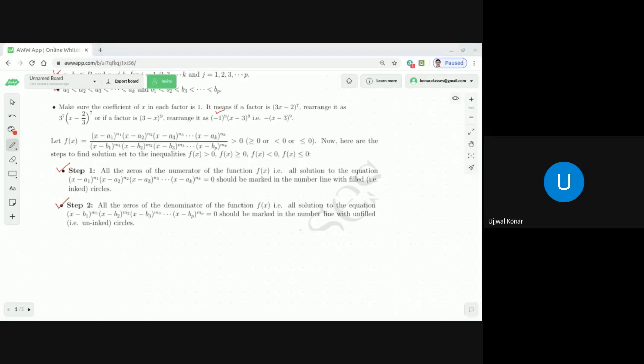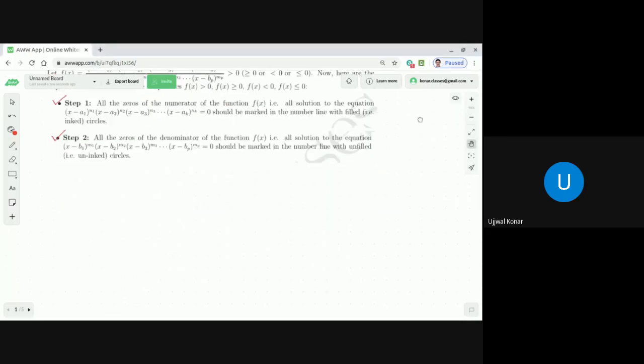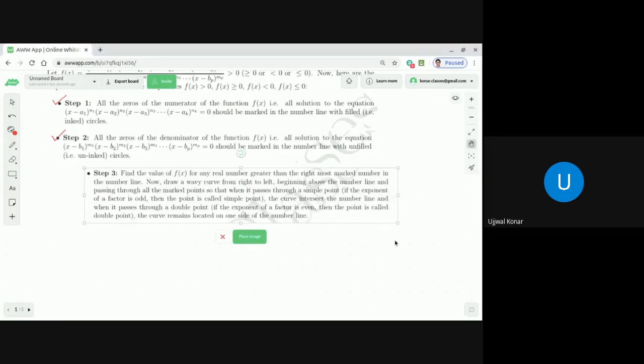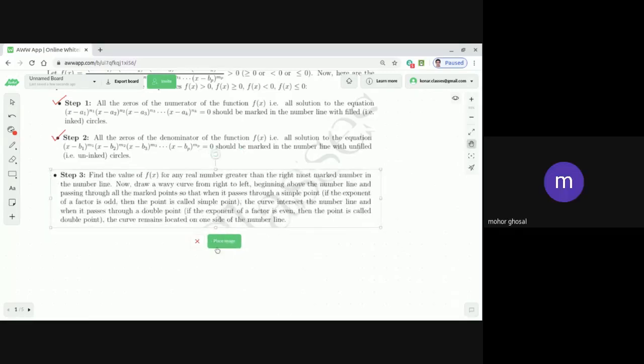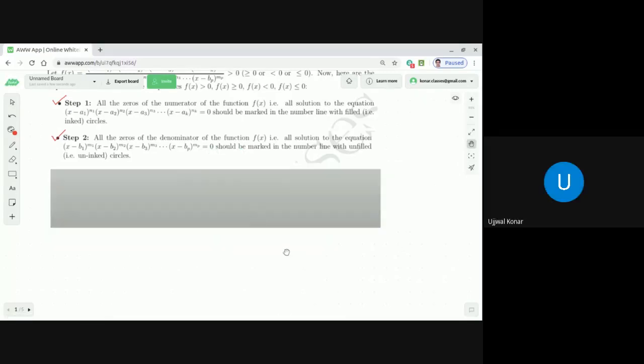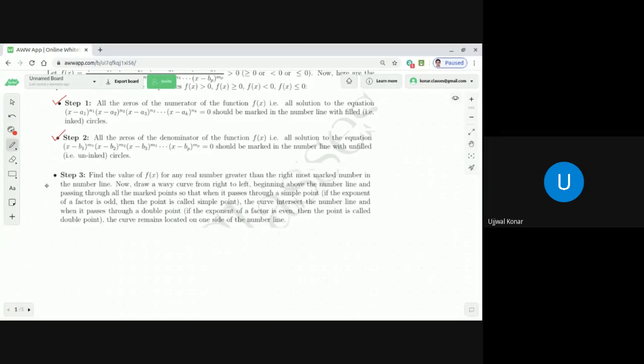Then what is step 3? Let me bring that step 3, and after that I will explain. Okay. Now I'm going to read out step 3, dear students. Find the value of f(x) for any real number greater than the rightmost marked number in the number line. Correct? That is, above the number line, right of the rightmost marked value. The tip of the pen should be pointed there.